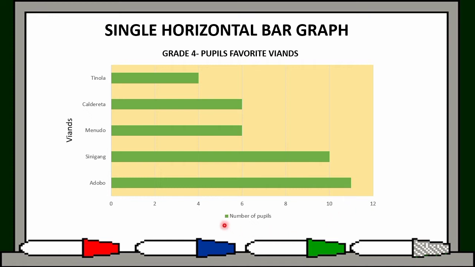Okay? So, wag natin kakalimutan yung legend natin, yung lagyan natin ng label, number of pupils, at kung anong color yung ginamit natin. And then, dito naman is yung kung ano yung pinagpipilian. Dito sa case na to ay viands. Okay, by looking at this bar graph, masasabi mo na ang least favorite ay tinola at ang pinaka-paborito ay adobo.